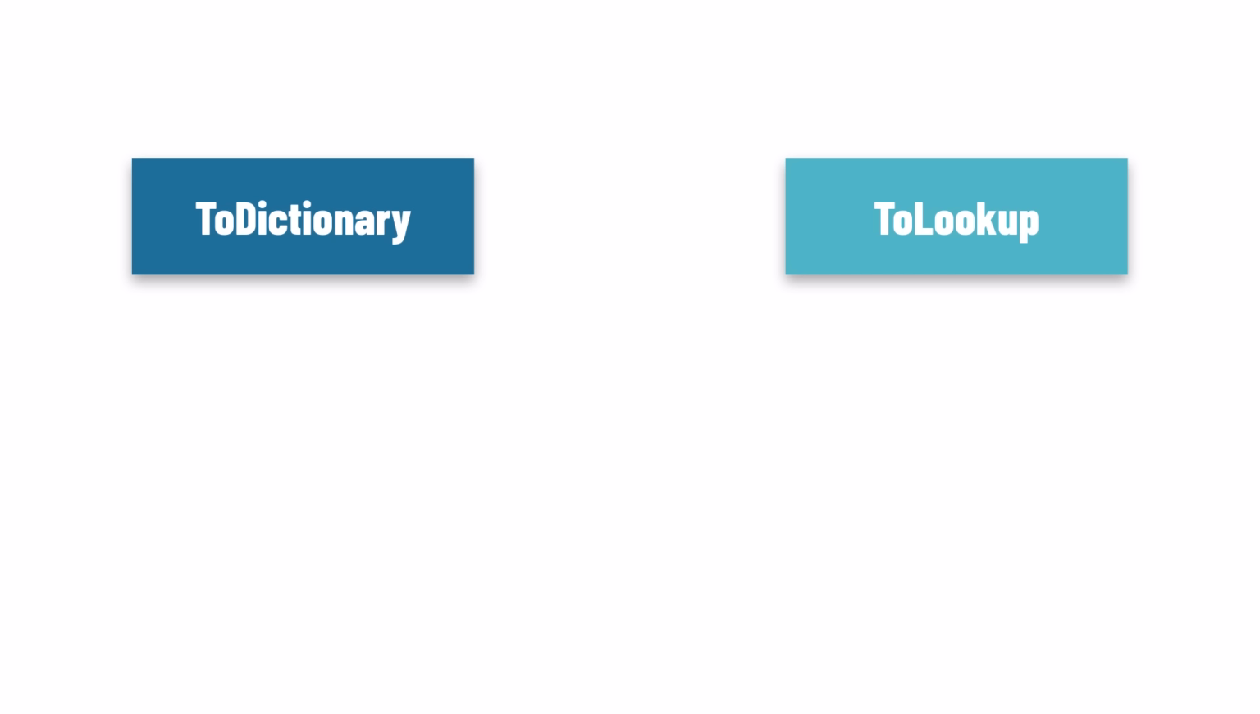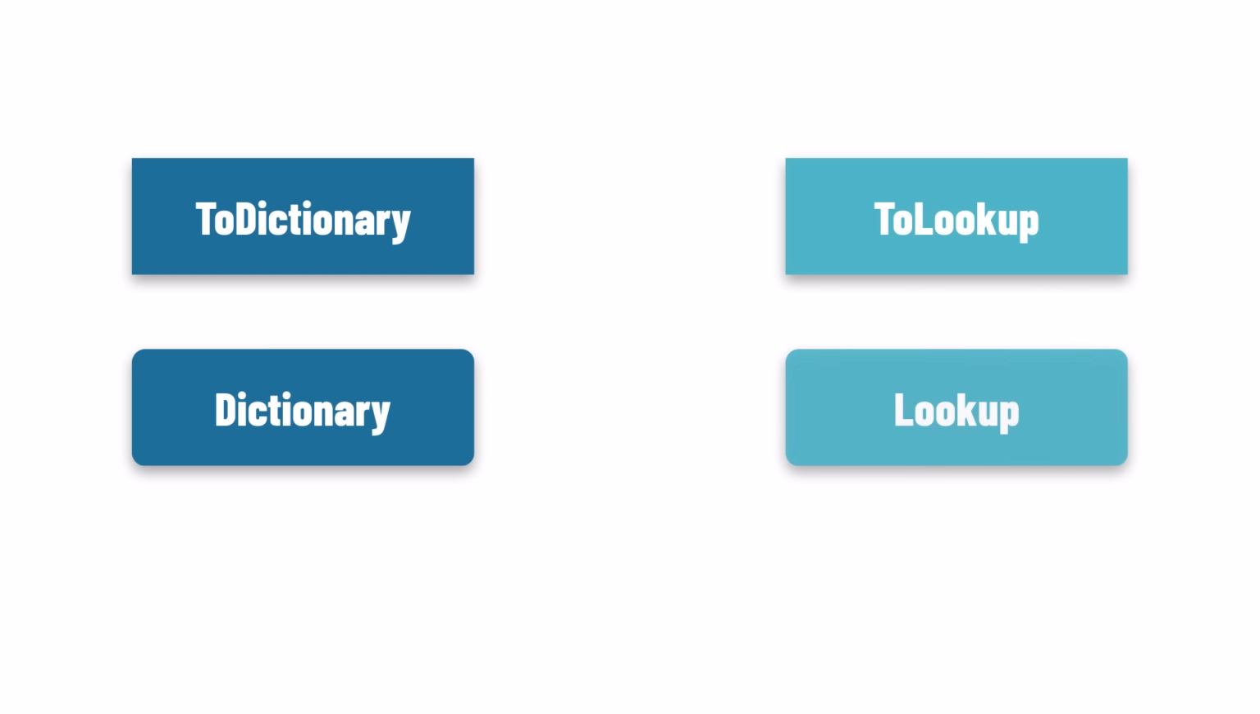ToDictionary and ToLookup. These are the next two conversion methods that can be used in LINQ to convert IEnumerable or IQueryable collections to other types, dictionary and lookup. Let's learn more about them in this video.